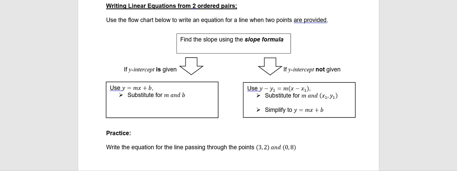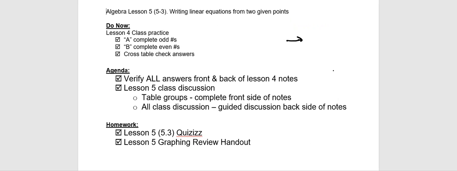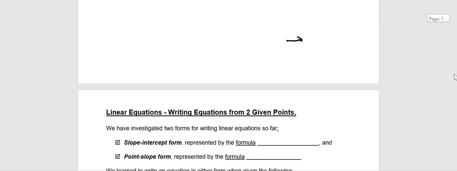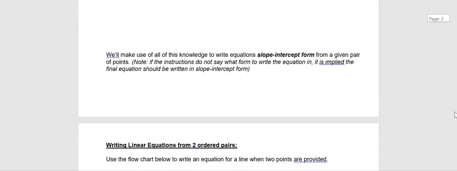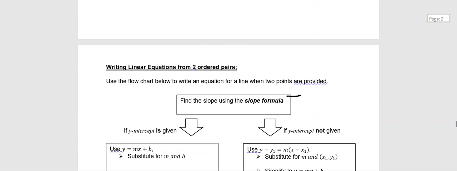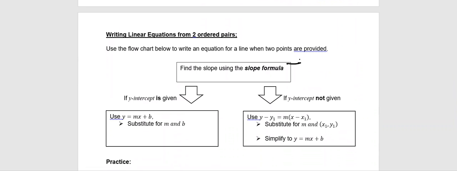So without a doubt, the first step in the process is that we're going to have to use those two points to find the slope. So don't forget our slope formula. We're going to use the formula of m equals y2 minus y1 over x2 minus x1. So that's always going to be our starting point.